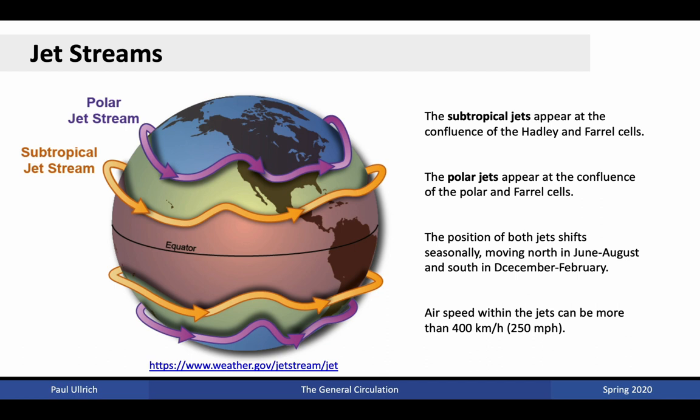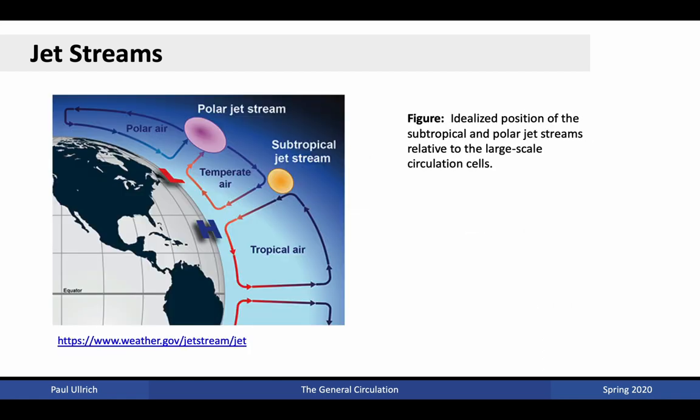That is, during the northern hemisphere winter season, when the intertropical convergence zone has migrated into the southern hemisphere, the polar jets tend to move to be about 40 degrees north. As mentioned previously, the wind speeds in these jets can get very strong, reaching more than 400 kilometers per hour or 250 miles per hour at the most extreme. For more information on jet streams, you can check out this weather.gov website link at the bottom.